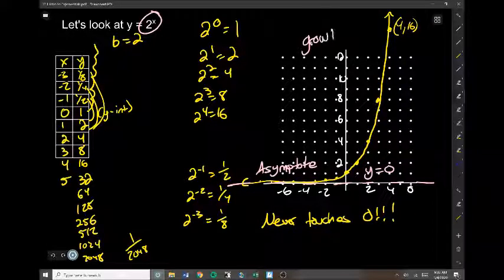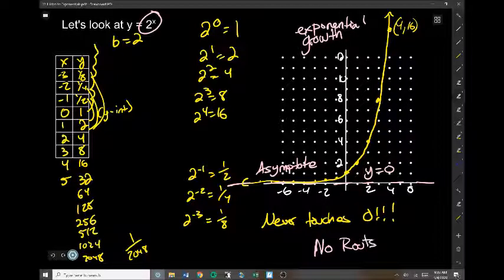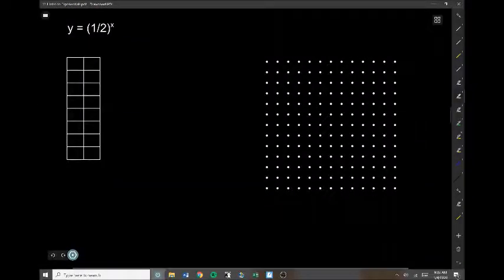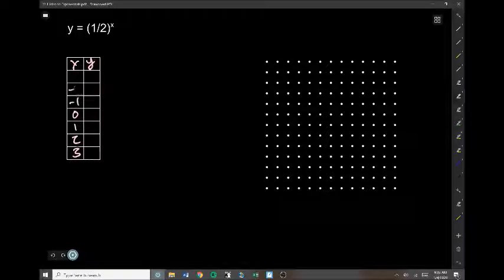This is called exponential growth because it's growing. It's nice when we name things simply like that. You'll note this has no roots. It has no roots because it doesn't touch the x-axis. Okay, let's do another example. This is going to be very similar, but different. I'm again going to plug in numbers from -3 to 3.